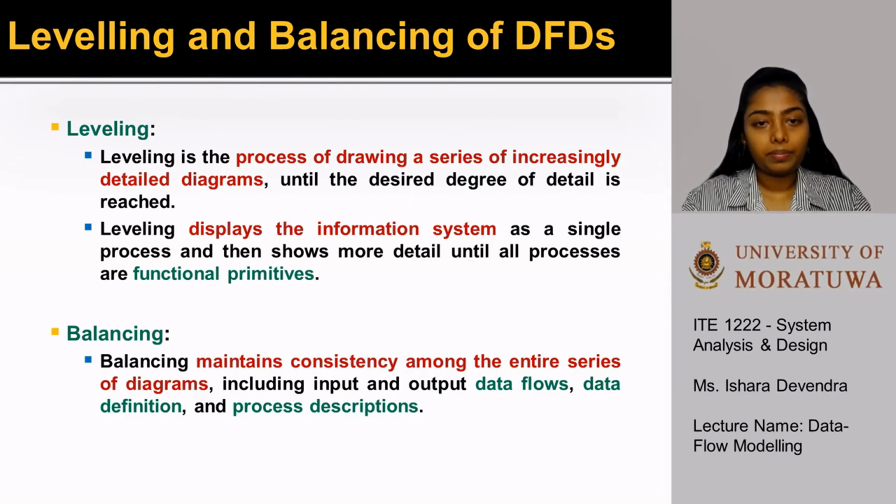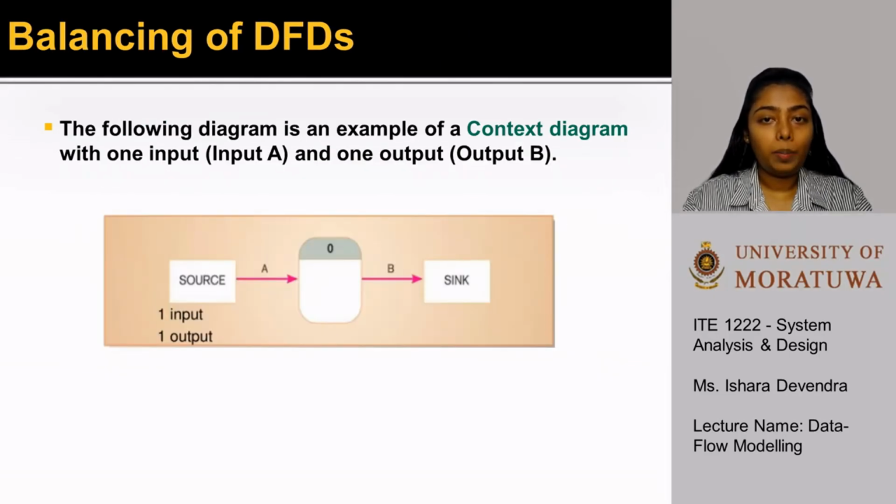The following diagram is an example of a context diagram with one input and one output. The input is input A and the output is output B. When this context diagram is decomposed into a level 0 data flow diagram, the consistency of inputs and outputs should be properly maintained. This concept is known as balancing of a data flow diagram. It means the inputs and the outputs should be the same after doing the decomposition.